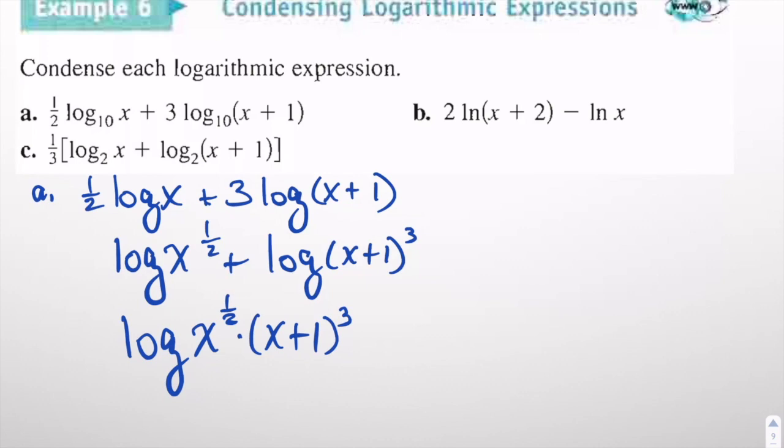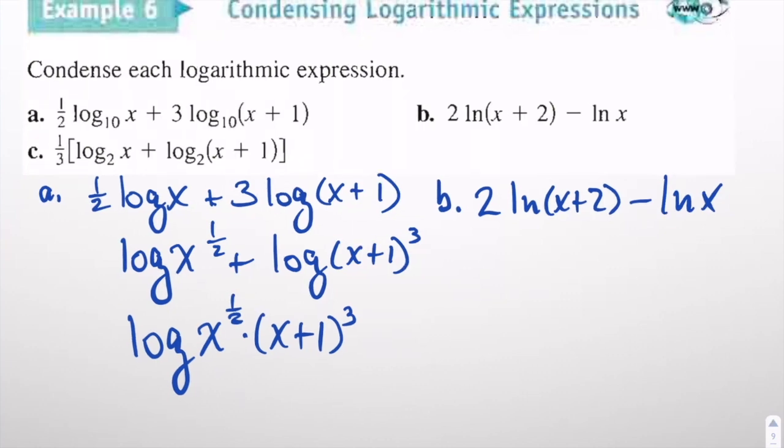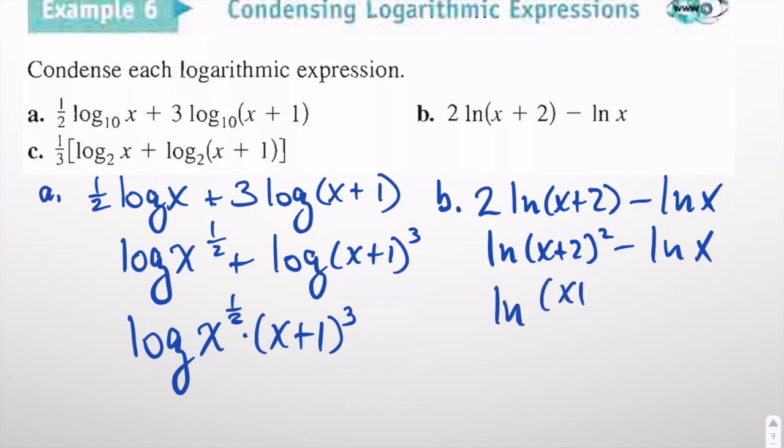Here's B. B says 2 ln, or 2 log of x plus 2 minus natural log of x. So we can write that, the first part, as natural log of x plus 2 to the second power minus the natural log of x, which can be written natural log of x plus 2 raised to the 2 divided by x. And so now it's one term.